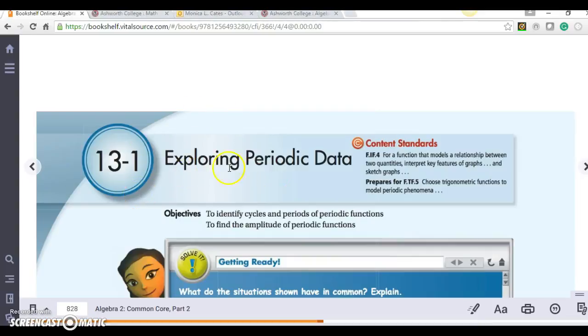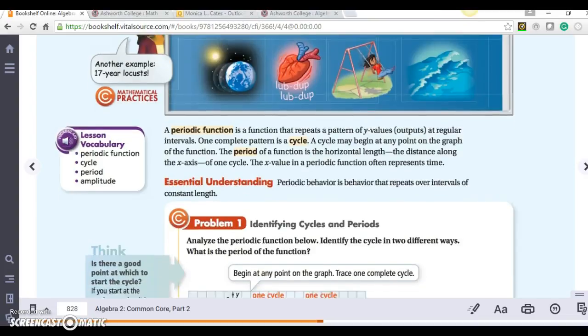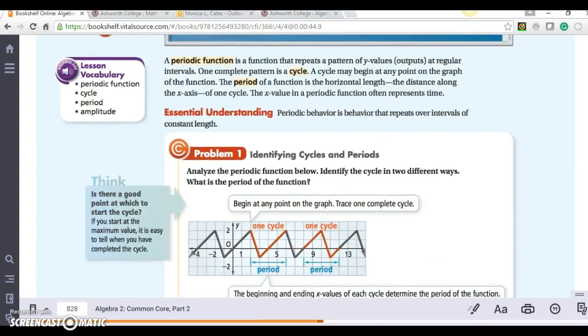Okay, let's take a look at lesson 13-1, exploring periodic data. And we'll start here. It says a periodic function is just like what it sounds like. It's something that repeats itself. A periodic function is a function that repeats a pattern of y-value outputs at regular intervals. One complete pattern is a cycle.